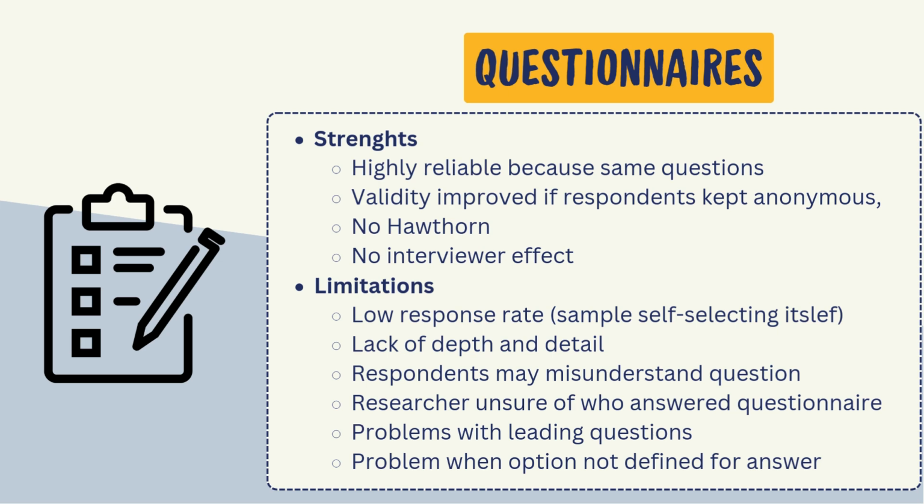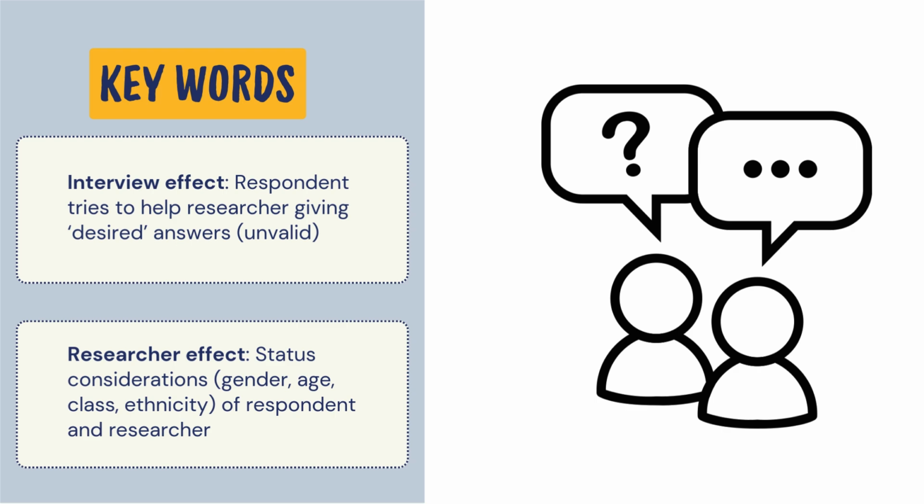So next up we have some keywords. Before we get into interviews, I already mentioned interviewer effect, but these are really two confusing terms because they're quite similar. I just want to clarify them before I start using them with interviews. The interviewer effect is when the respondent tries to help researchers by giving desired answers, which actually leads to invalid answers, and it's worse for the researcher. And the researcher effect is about status considerations, like how the gender, age, class, and ethnicity of respondent and researcher impact the answers.